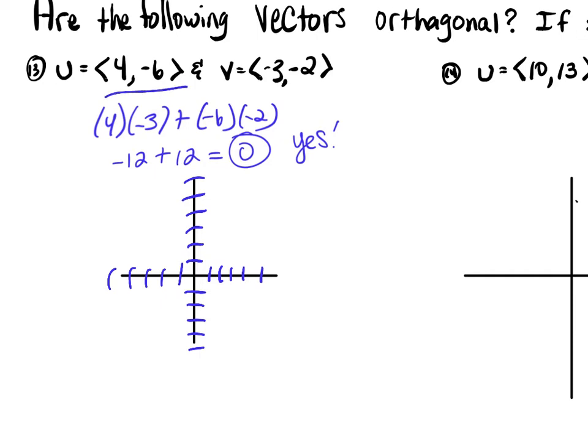So my first vector is at 4, -6. So I'm going to go right 4, 1, 2, 3, 4, and down 6. So about here. So that's my vector. My second vector is at -3, -2. So I go left 3, down 2. There's my second vector. What does the word orthogonal mean in math?